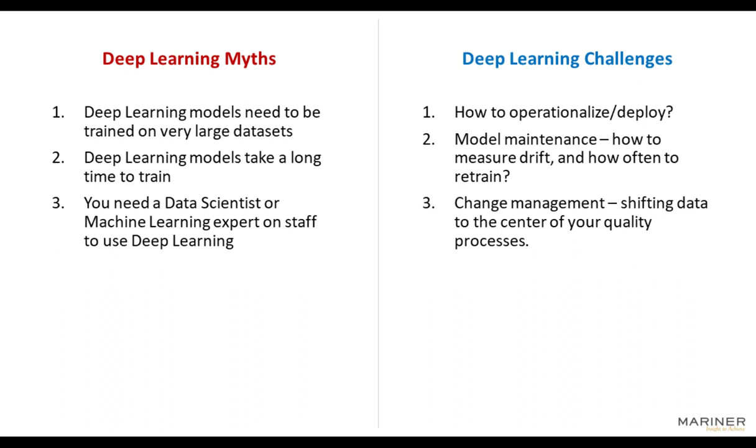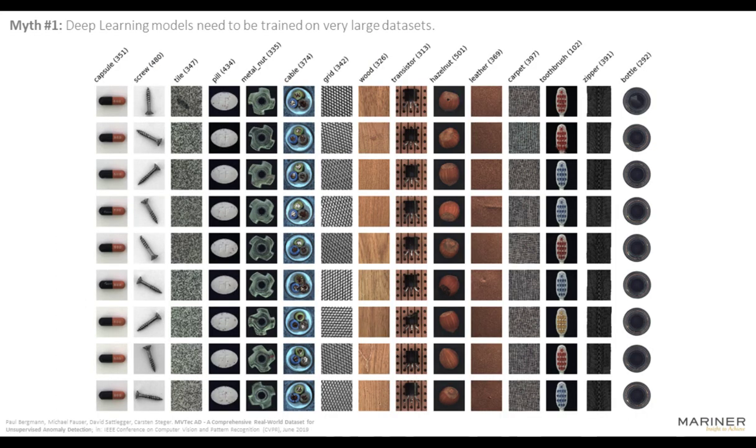And we'll walk through those one by one. I think this will give you a sense for how we see deep learning in 2020 in quality inspection. So let's go through the myths first. The first one is that deep learning models need to be trained on very large data sets. Let's hop right into that.